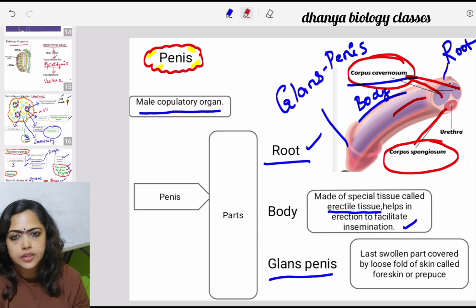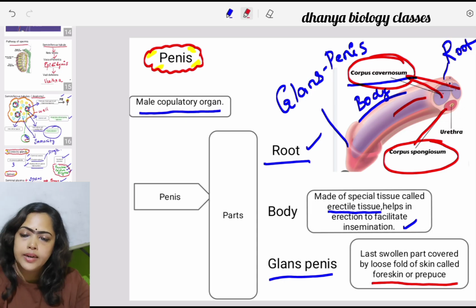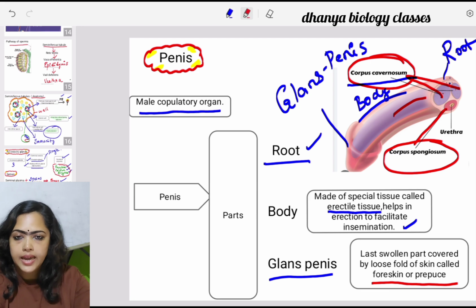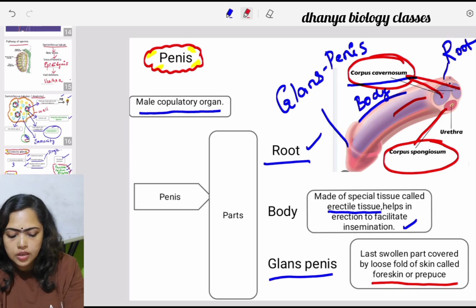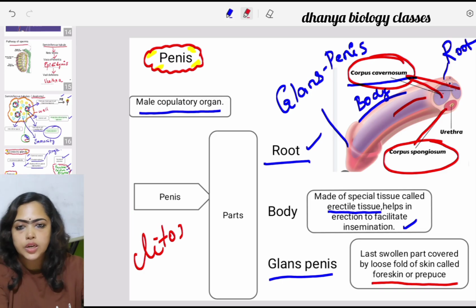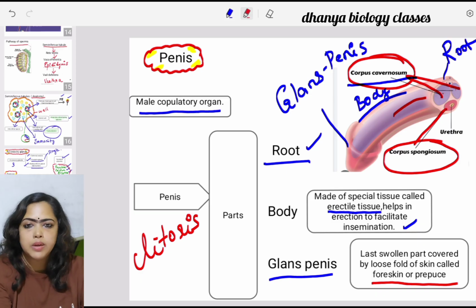This is the last swollen part, which is covered by a loose fold of skin called foreskin or prepuce. And the significance is that this part carries a large number of sensory nerve endings. That means this is an easily stimulated area. Like the glans penis, a structure is present in the female reproductive system also. This is called the clitoris. So the clitoris is the structure homologous to the glans penis in the female body. Why? Because this structure also carries a large number of sensory nerve endings, and that means it is an easily stimulated area in females. So this is about the penis.